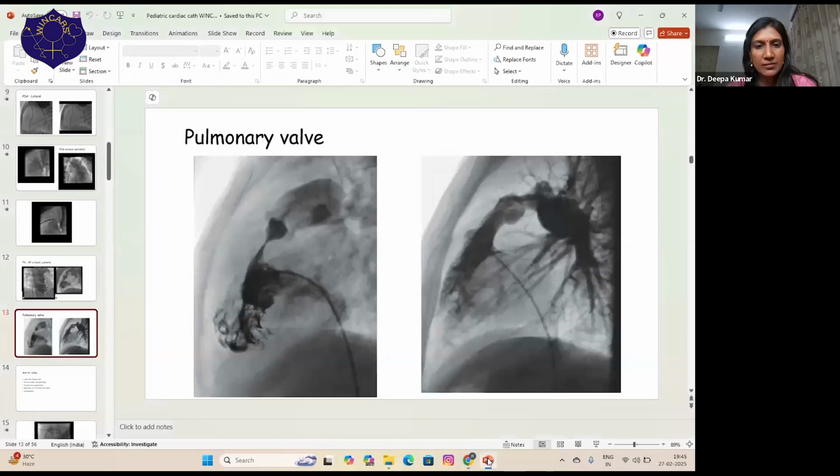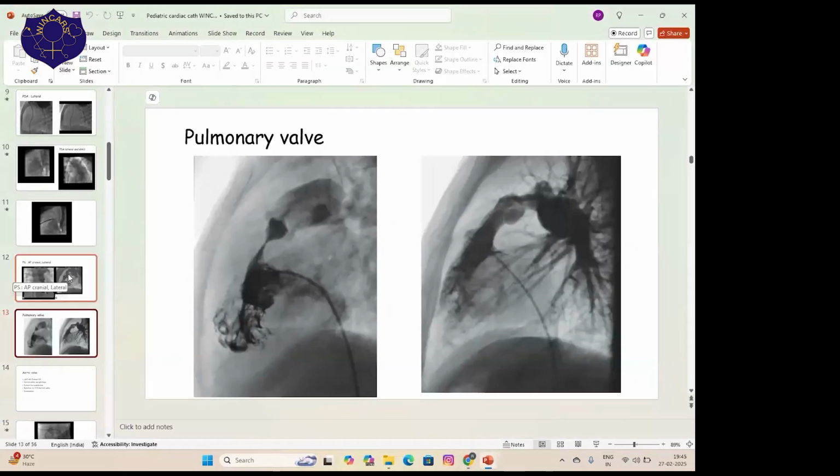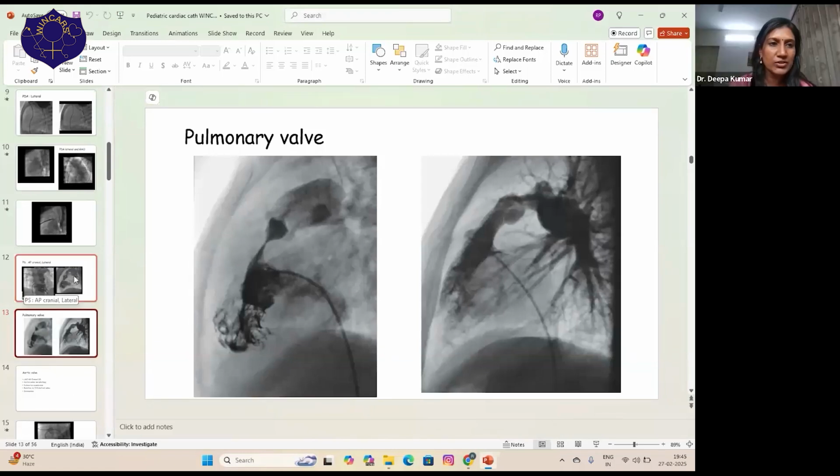Is my screen visible? Yeah. Okay. Sorry, that's why I went off screen.